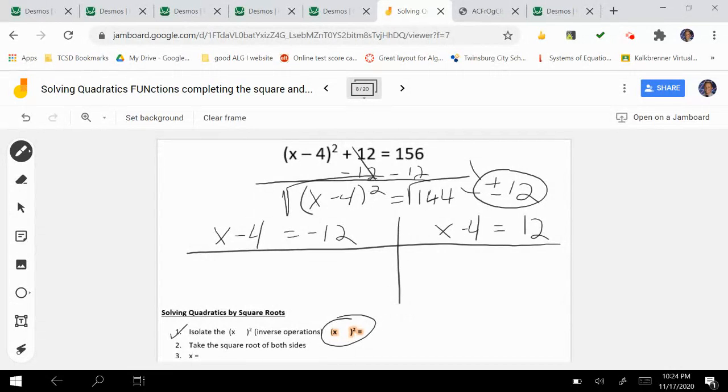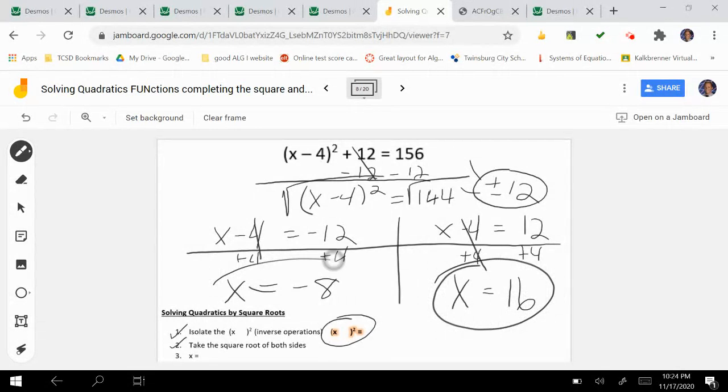How do I isolate the x and solve for x? Make it say x equals. I add 4 to both sides. And what do I get? x equals, this eliminates. Negative 12 plus 4, I paid back $4 that I owed you because I owed you 12. Now I only owe you 8. Here we're going to add 4 to both sides again because we're going to isolate x. I get x equals 12 plus 4 is 16.